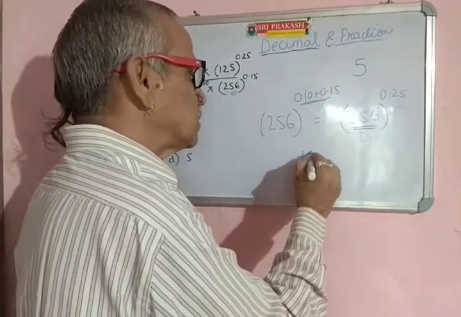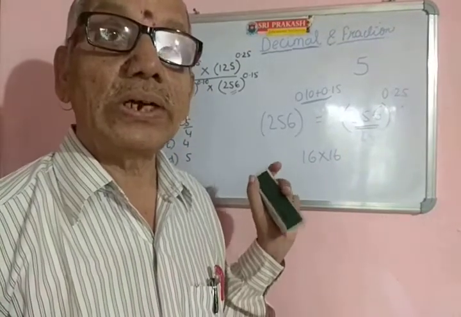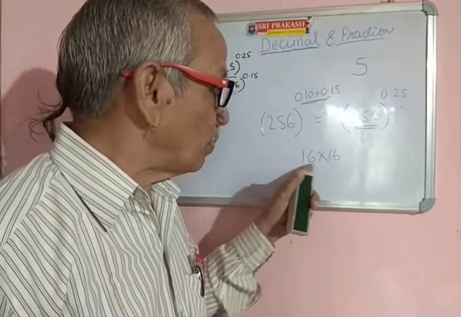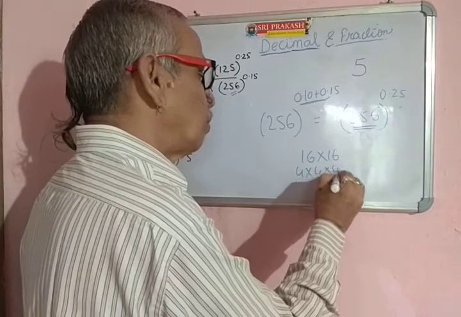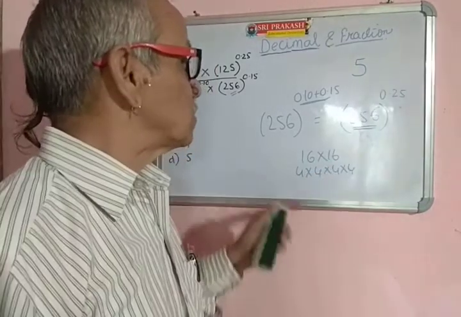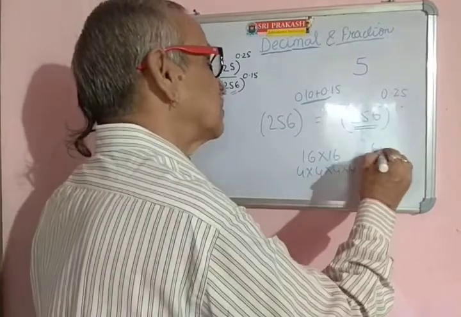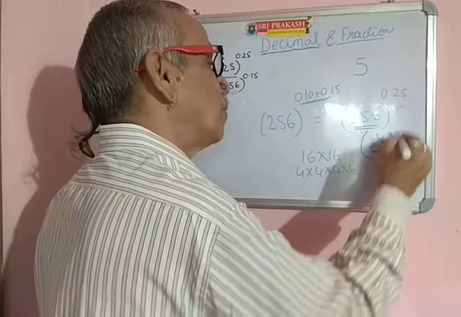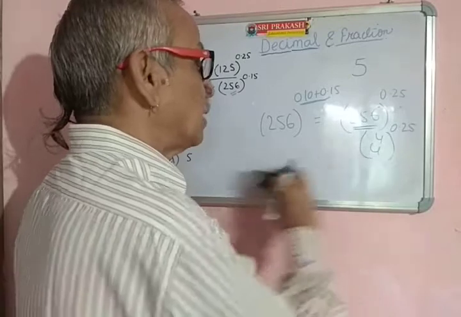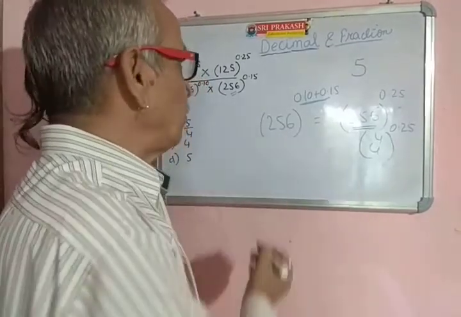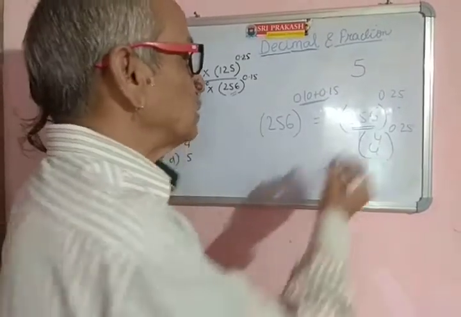How can we write 256 as 16 into 16? Again, let us break this 16 also: 4 into 4, 4 into 4. So your 256 is equal to 4 to the power of 4, whole to the power of 0.25. Understood?